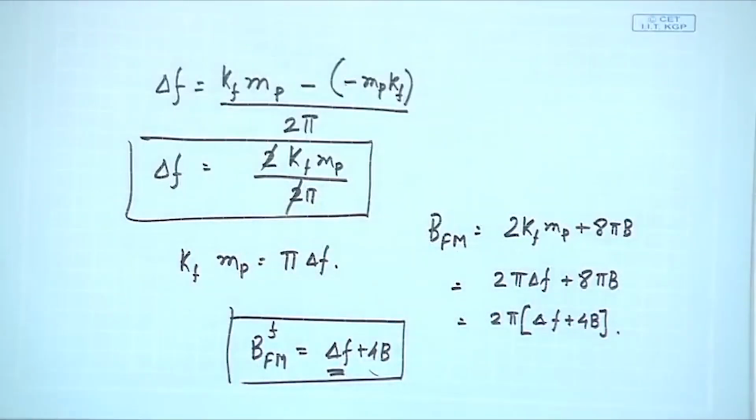If I can make this del f infinitesimally small by just making kf very small, then no matter what the message signal variation is, it will be bounded, and if kf is very small, this del f will be very small, because del f is kf into mp divided by pi. So I can always make this very small, and the corresponding bandwidth of FM will be infinitesimally small. That was the initial understanding. People were propagating this news that FM will be the savior in terms of bandwidth, because we get a modulation scheme where the bandwidth becomes vanishingly small.